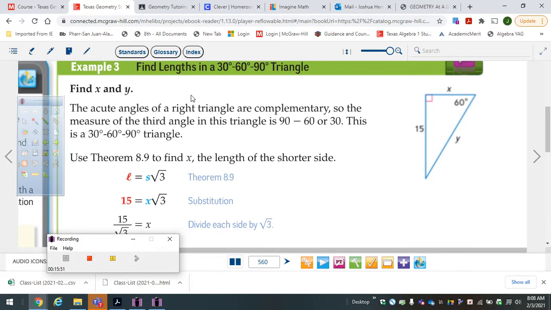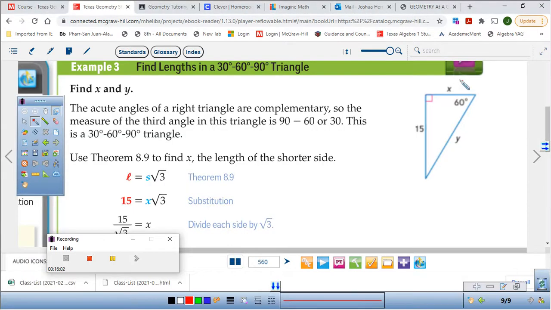So let's go ahead and find x and y. So remember, this is the smaller number here. This is like they have s. This one was twice s, and this one over here was s times square root of 3. Now, remember, we should establish first that this is a 30, 60, 90. So this is 90. So these two together have to be 90. And since that's 60, 90 minus 60 is this one. It has to be the 30.